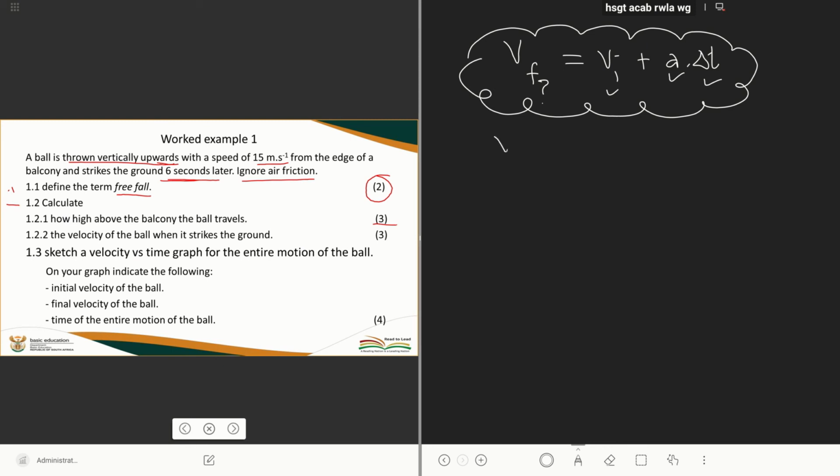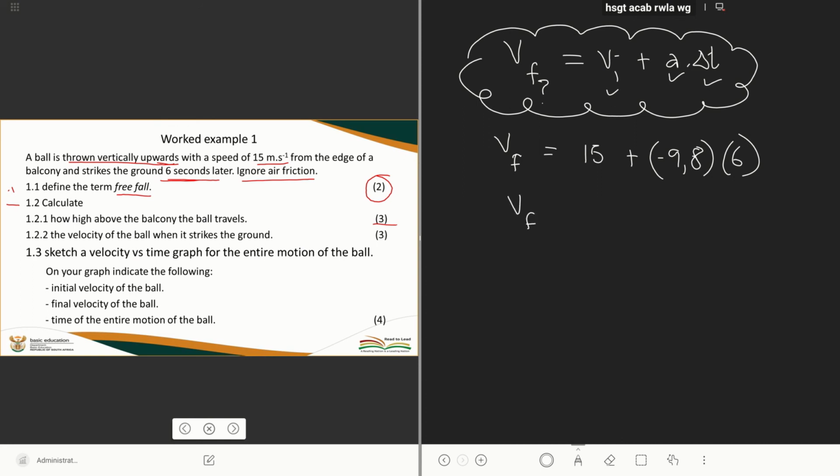So the final velocity with which the ball strikes the ground is equals to the initial, which is positive 15, plus 9,8, which is negative. Why? Because this is downwards. Okay, the time we're given is 6 seconds. Then we go to our calculator. It should work to, I think, 43,8.